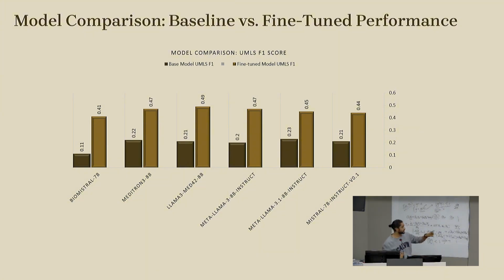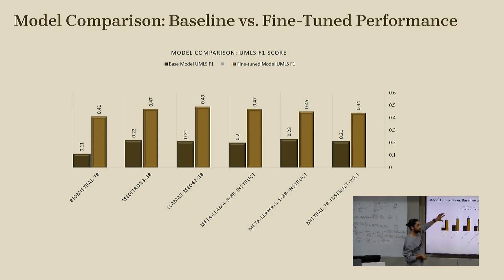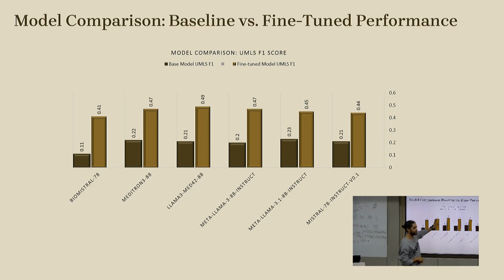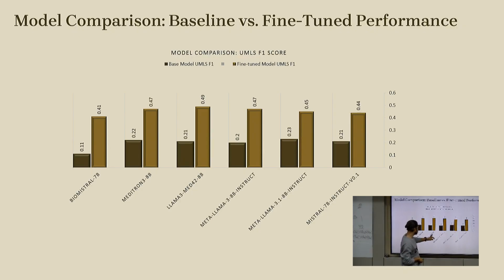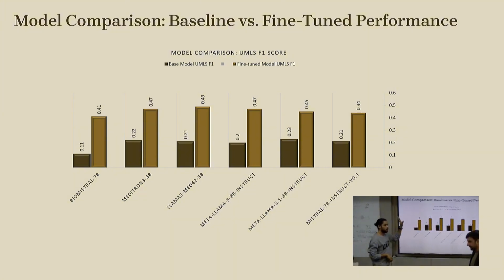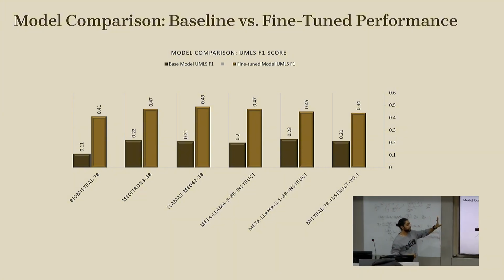This is the graph for the UMLS score. For BioMistral it goes up around 4 times. In the base version it's only 0.11%, but after instruction tuning it goes to 41%, about 4 times above that score. The same for Meditron, slightly double the score, and there is also Med42 and so on. You can clearly see why we have to do the instruction tuning or fine-tuning.